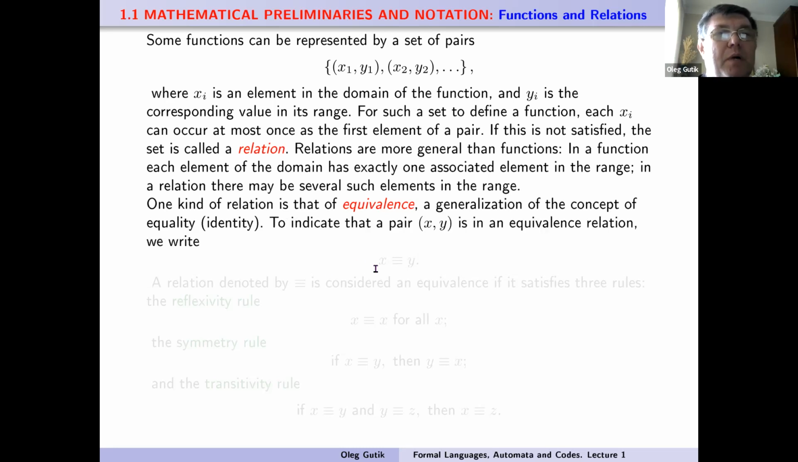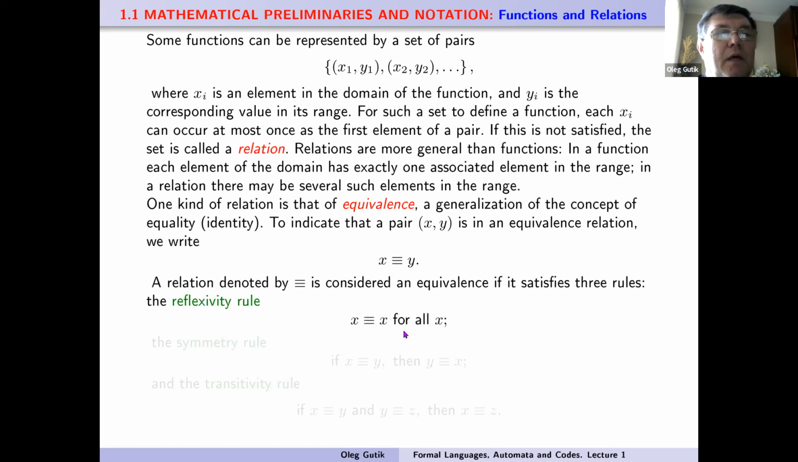To indicate that a pair (x, y) is in an equivalence relation, we write x is equivalent to y. A relation denoted by equivalent is considered an equivalence if it satisfies the following three rules. The reflexive rule: x is equivalent to x for all x. The symmetry rule: if x is equivalent to y, then y is equivalent to x. The transitive rule: if x is equivalent to y and y is equivalent to z, then x is equivalent to z.